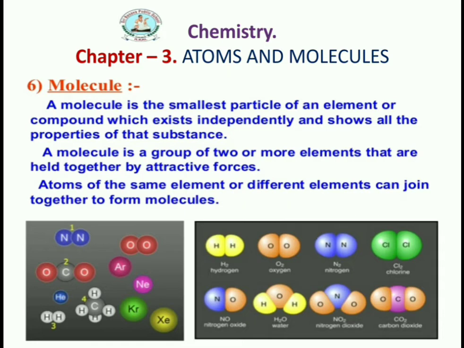So, here nitrogen, oxygen, argon are given. Next, carbon dioxide, carbon only 1 and oxygens are 2. Hydrogen, 2 are there, so H2. Nitrogen 2 are there, N2. Oxygen 2 are there, O2. Then krypton, xenon, and methane, CH4, C1 and H4. So, these are 1 or more elements that are held together by attractive force, then we can say a molecule or a substance or a compound. So, clear? Okay, fine.